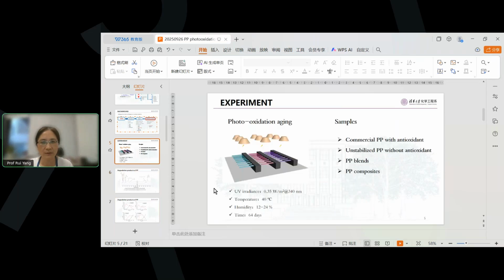So do you see this one before? No? Yes, yeah. Now we can see the experiment slide, yeah.